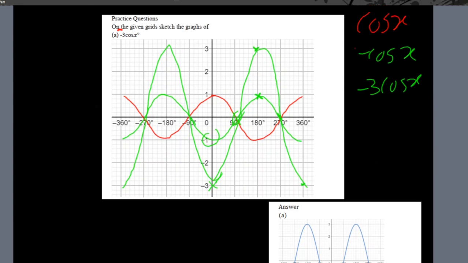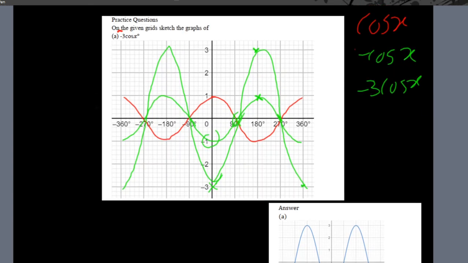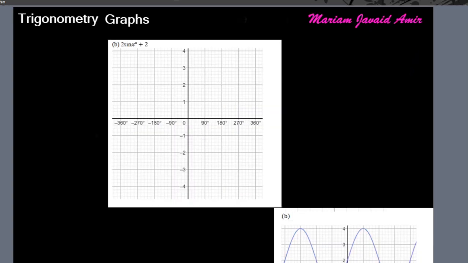Yes, so first you'll make the graph of cos x, and then for minus cos x flip the graph on the x-axis and then multiply everything, the magnitude, with 3, every value on the y-axis with 3, and you'll get the next graph.